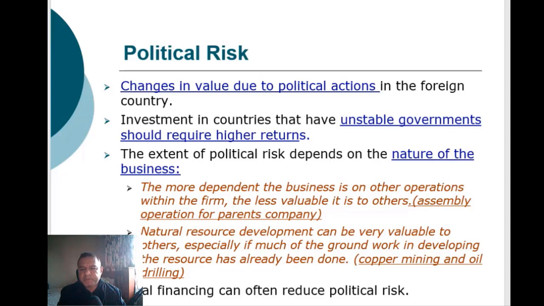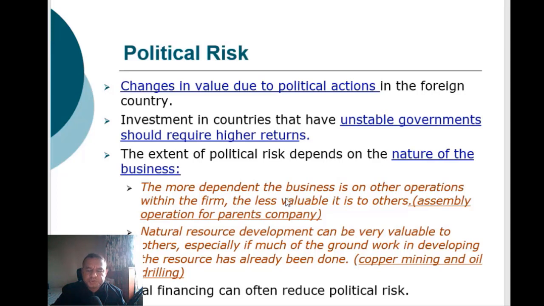The type of political risk could depend very much upon the nature of the business. For example, if an automobile industry wants to set up a manufacturing plant in India or in Bangladesh, the setup cost could be huge. Or for example, if an Australian company goes to Africa and does a lot of groundwork to find the minerals in the soil, and there is a huge political risk there, the cost could be very high because it costs a lot of money to do the groundwork of developing the mining resources.